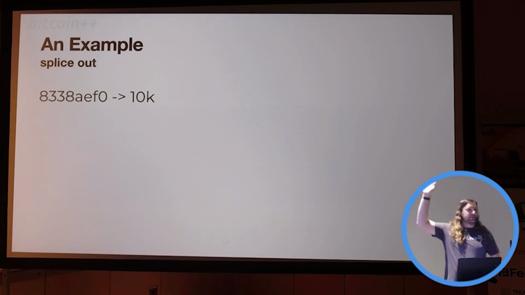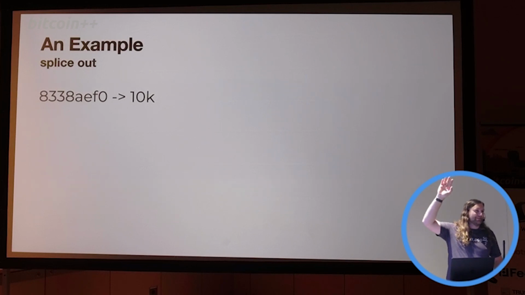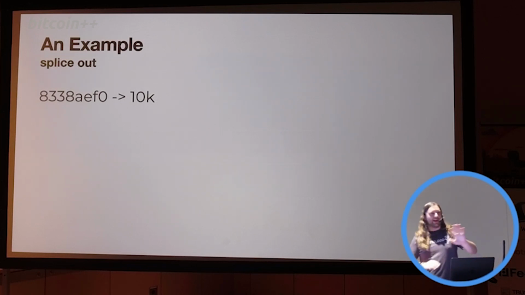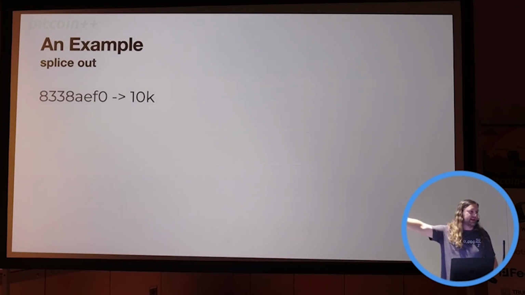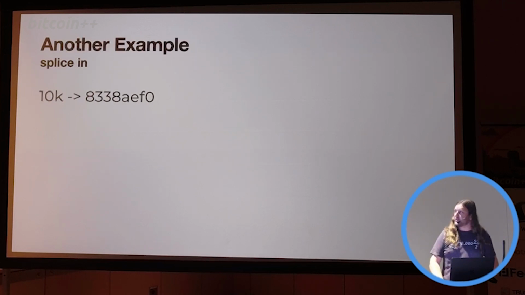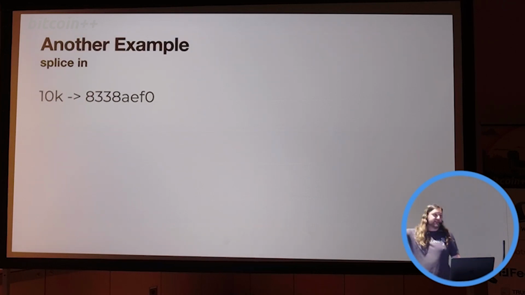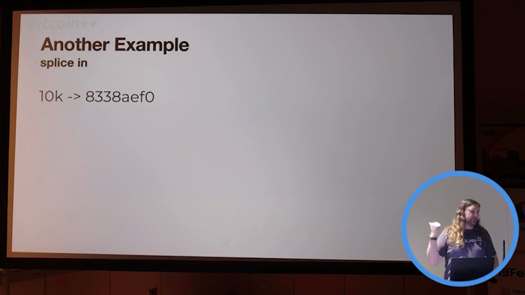All right, now who knows what splicing is now? Okay, I got most of you, or you're lying, and for my benefit, thank you. Okay, so this is a splice out. In this example, we're taking 10,000 sats. If we can go through a splice in example, this puts 10,000 sats into a channel.